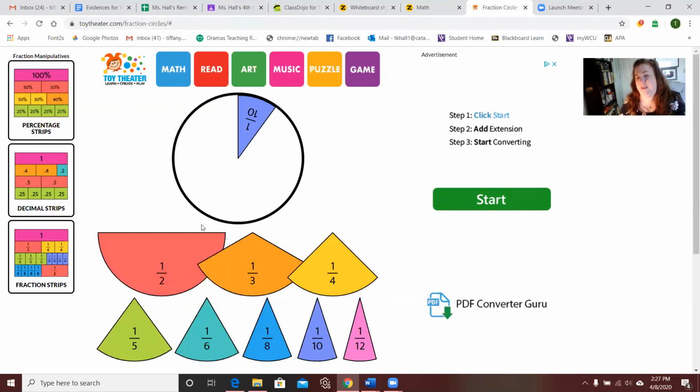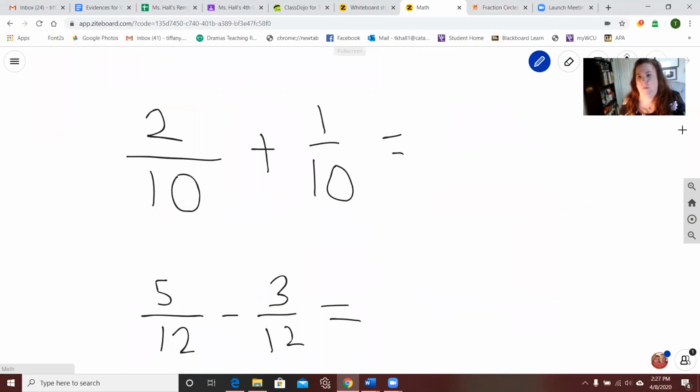So using these manipulatives, that's one way that you can see it add and subtract fractions. You could draw these out and color them in or X them out, and that would be one way that you could solve an addition or subtraction problem. Another way would be if you're just given a problem like this without having to use a picture.